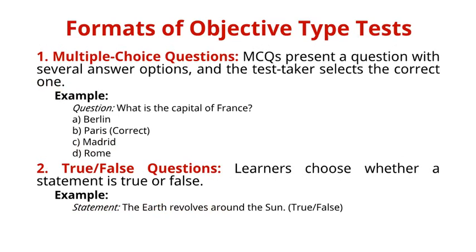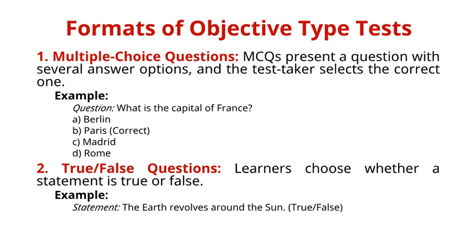1. Multiple choice questions. MCQs present a question with several answer options, and the test taker selects the correct one. Example. Question. What is the capital of France? A. Berlin. B. Paris. Correct. C. Madrid. D. Rome.